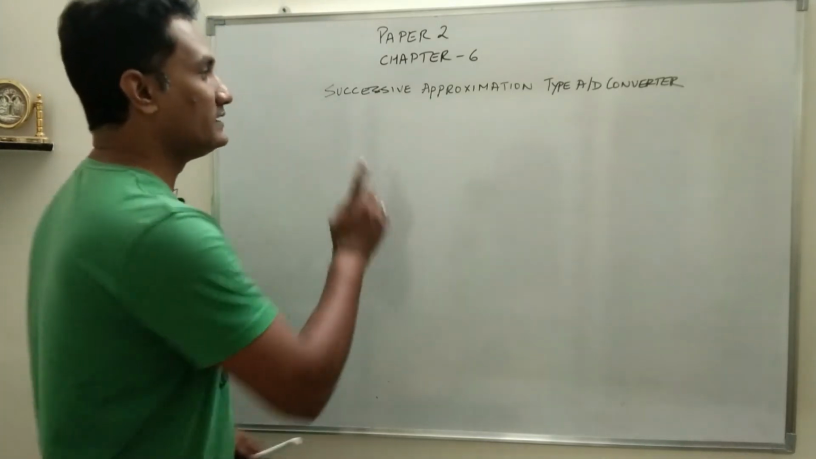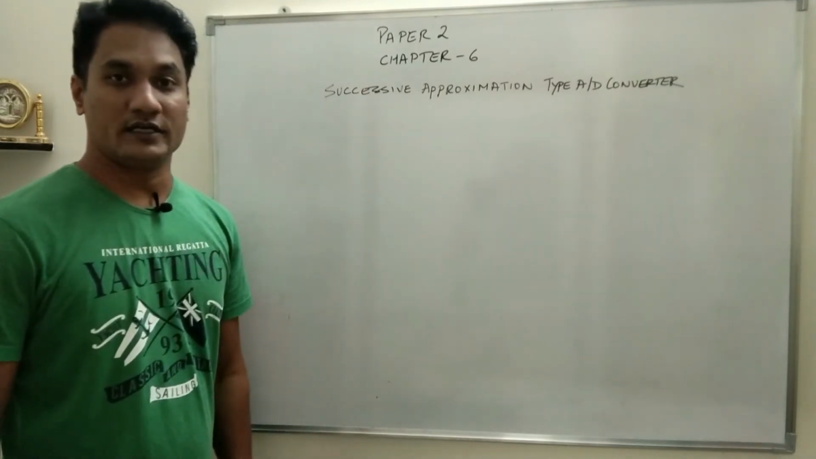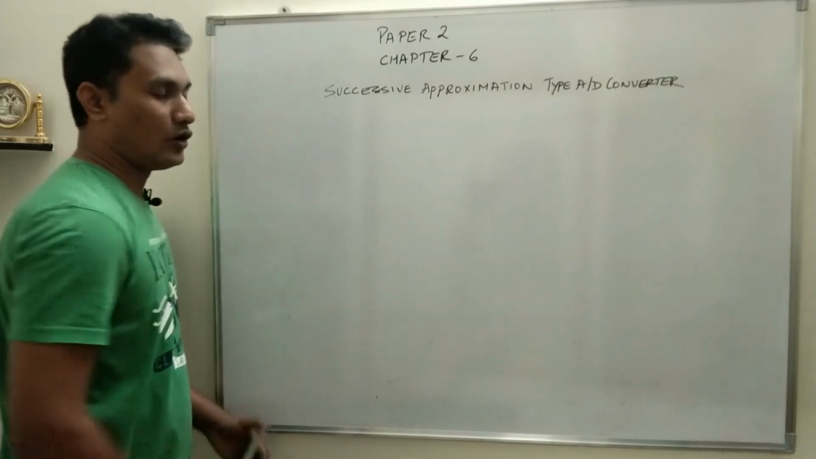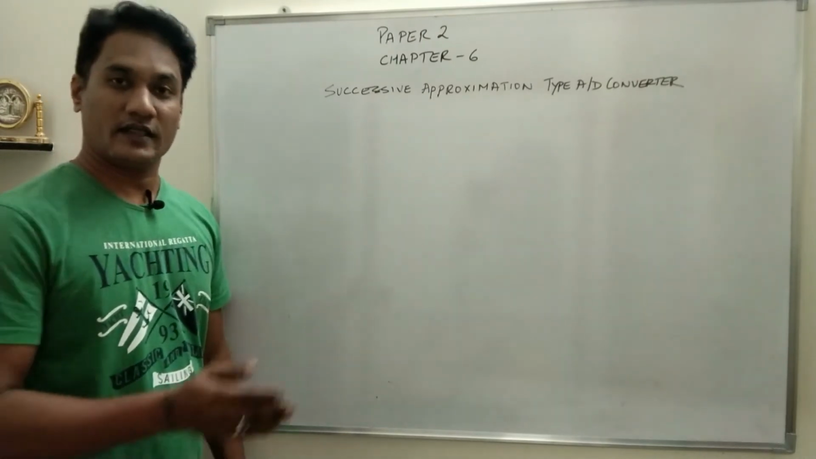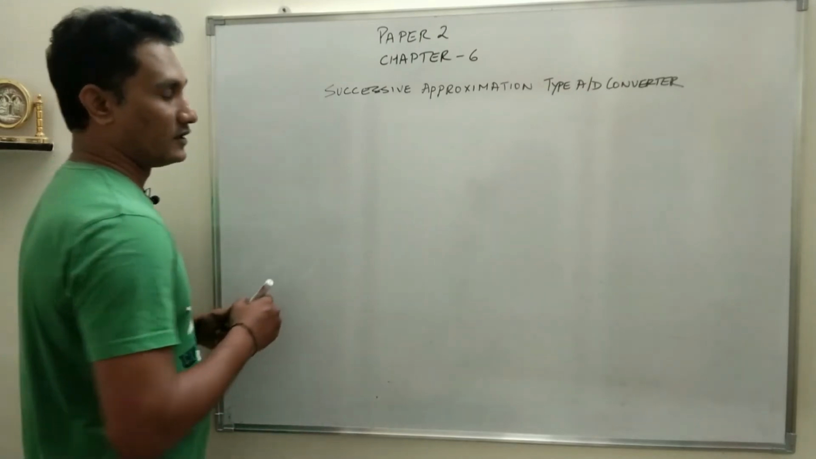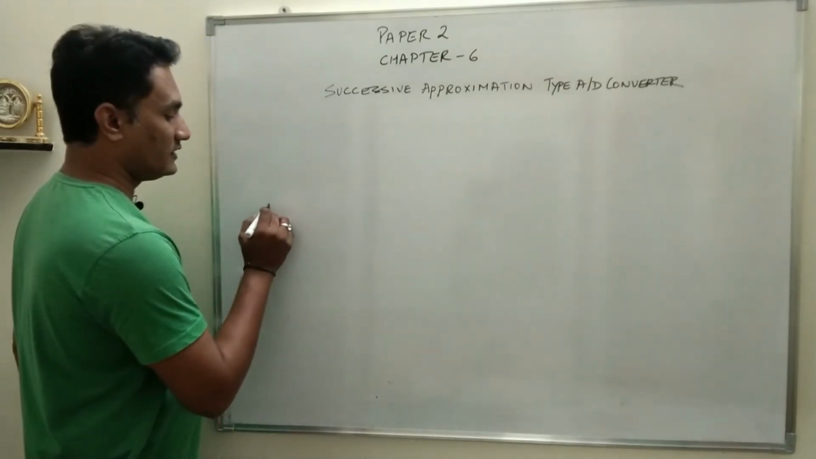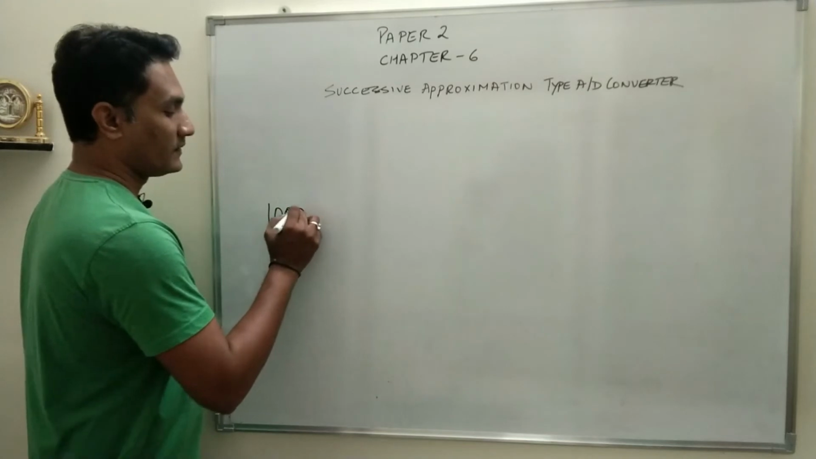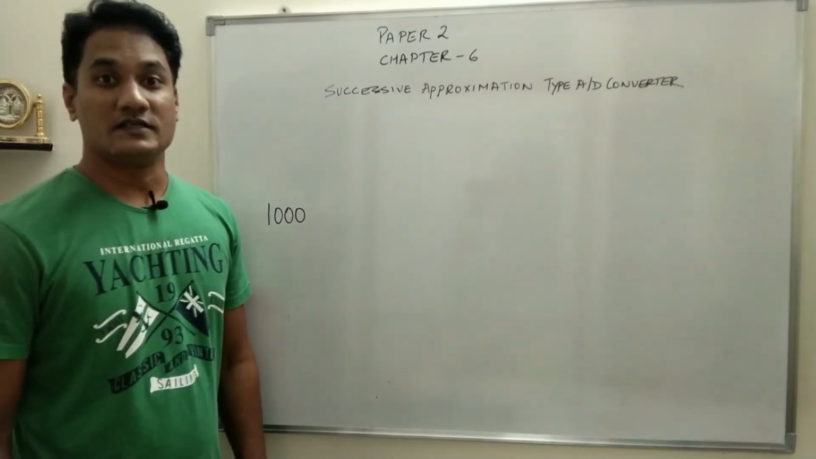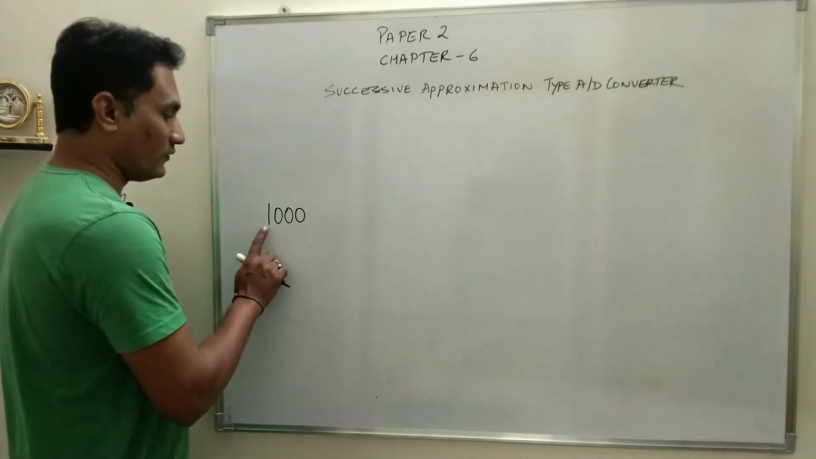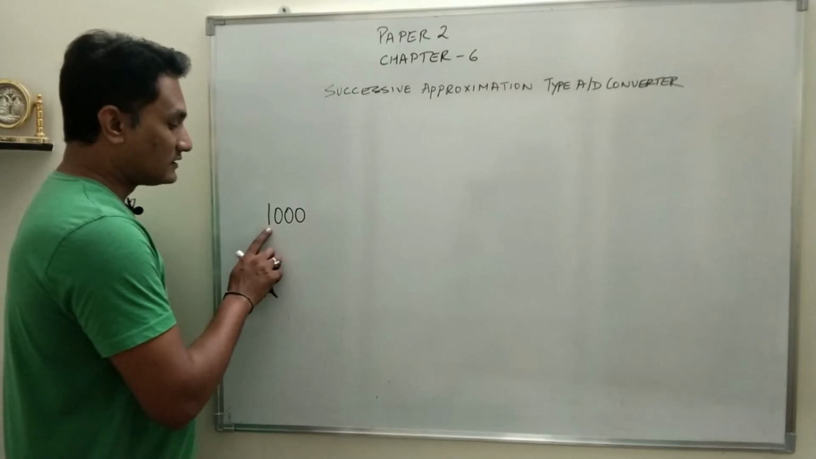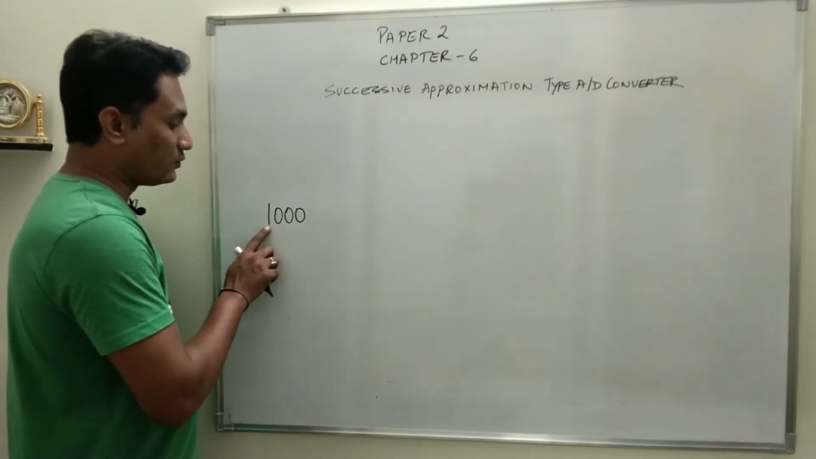So what we do in successive approximation type A to D converter, let us try to understand the working with a small tree diagram. This is also very important, and this has to be written or drawn in the exam whenever the question is asked. What we do is we start the count from 1 0 0 0. So instead of starting the count from 0 0 0 0, we start the count from 1 0 0 0, and instead of counting, we just decide whether to keep this 1 or not.